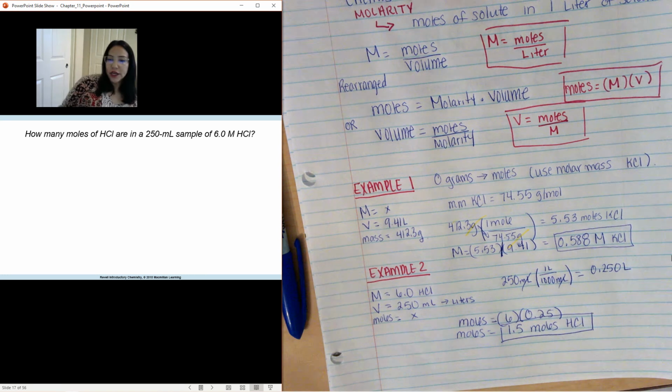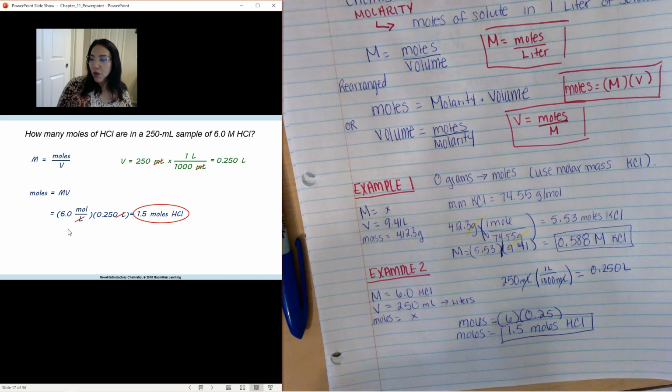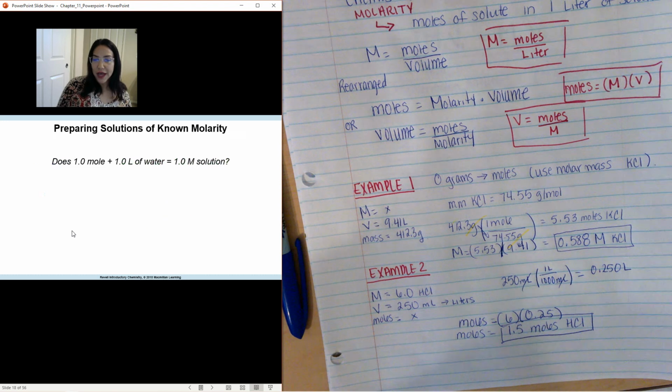All right, let's check it out. I always like to verify just to see how I did. Here we go. So we converted our milliliters into liters. Job well done there. And now we're going to put those numbers into our equation, which is moles is equal to molarity times volume. Multiply them together, and we end up with 1.5 moles of hydrochloric acid.